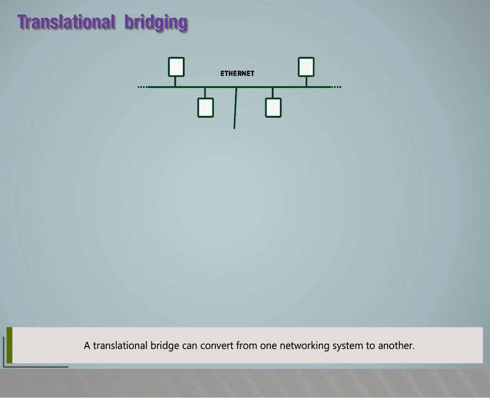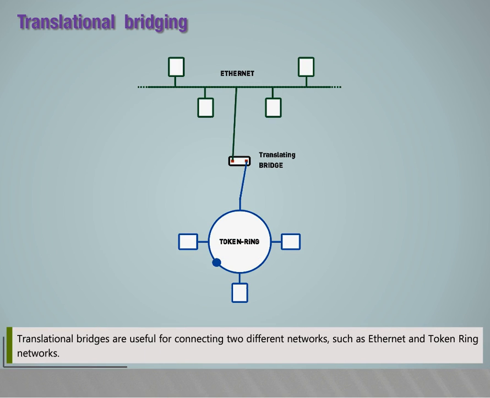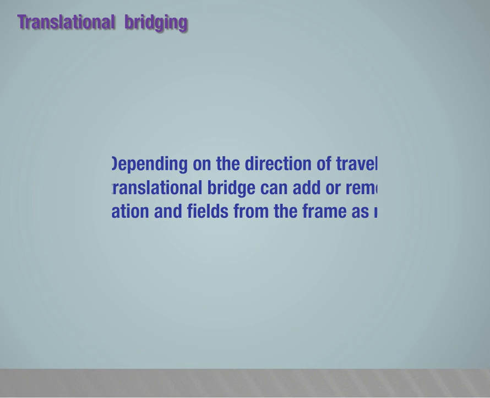Translational bridging. A translational bridge can convert from one networking system to another. Translational bridges are useful for connecting two different networks such as Ethernet and token ring networks. Depending on the direction of travel, a translational bridge can add or remove information and fields from the frame as needed.